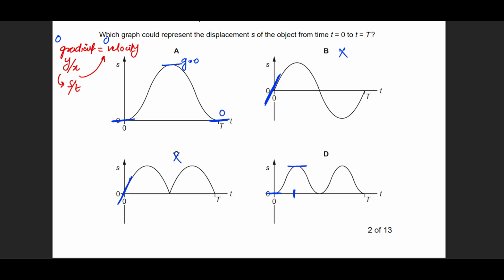So it is a graph of something else. It's not for this one. Okay. So option D is also rejected. Option A will be the correct answer.